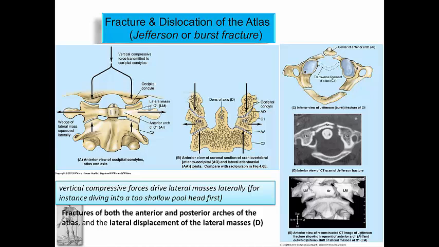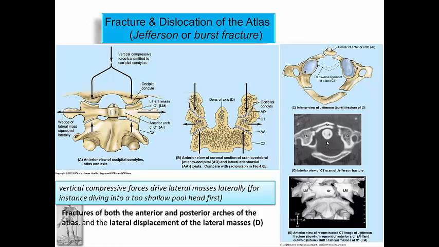Because the Atlas is a bony ring, you can imagine that if you have a strong vertical force that is transmitted straight down, like for instance, as it can happen if an individual dives into a shallow pool, this strong force is going to make these two lateral masses separate to the left and right. What happens is that then you will fracture the anterior and posterior arch of the Atlas and laterally displace these two lateral masses. That in itself doesn't really mean that you're going to damage the spinal cord.